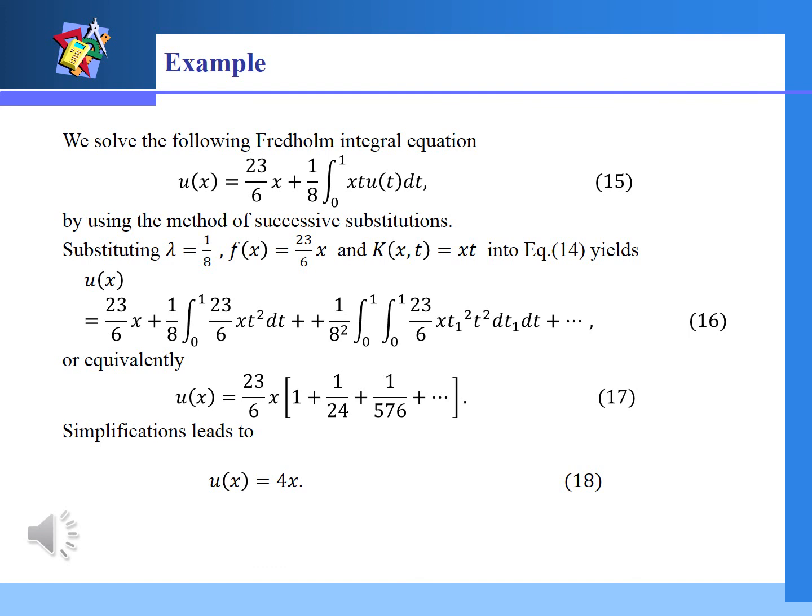Now in equation 17 you can see that there is a geometric series which is 1 plus 1/24 plus 1/576 and so on. So the first term is a1 and the common ratio is 1/24. By using the formula that the geometric series sum will be equal to the first term divided by 1 minus the common ratio, and simplifying this we are getting 23/6 x into 24/23. So 23 cancels and 24/6 will be equal to 4, and x will be equal to x. So the solution becomes u(x) is equal to 4x.